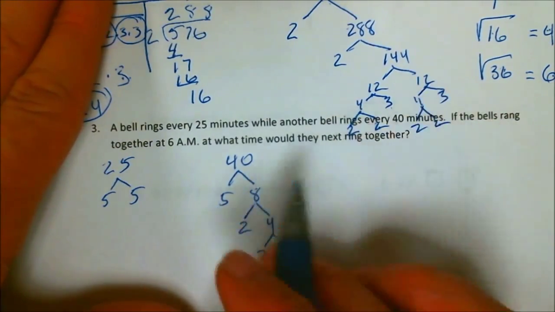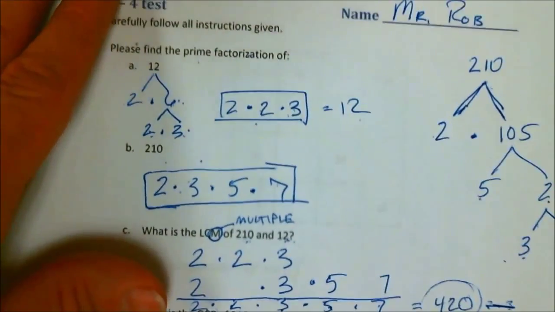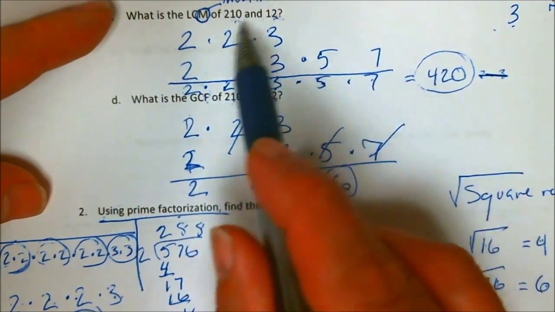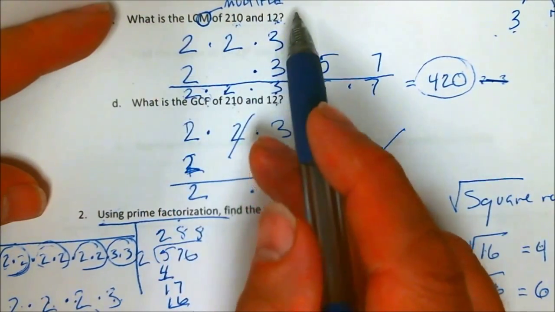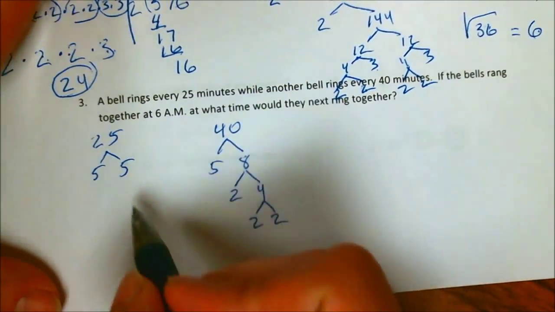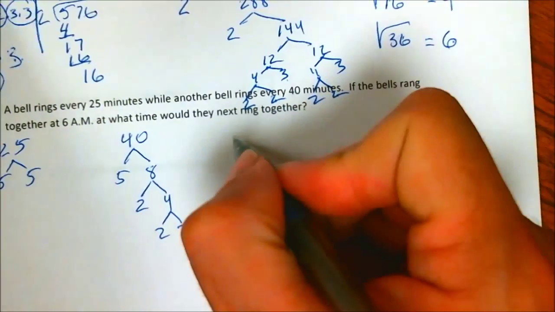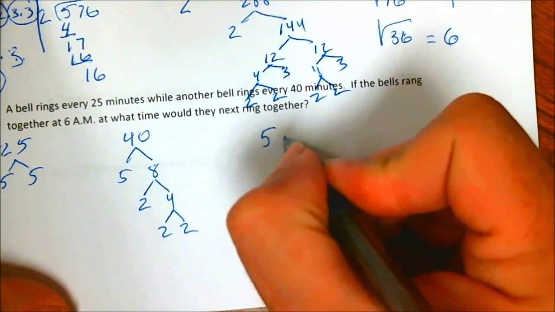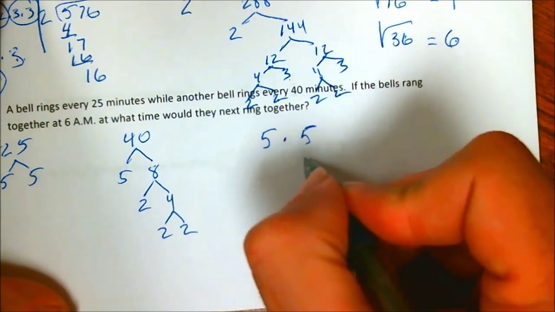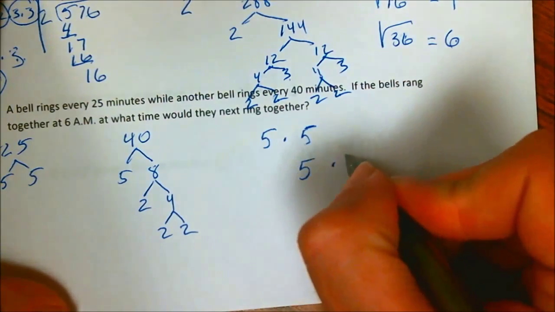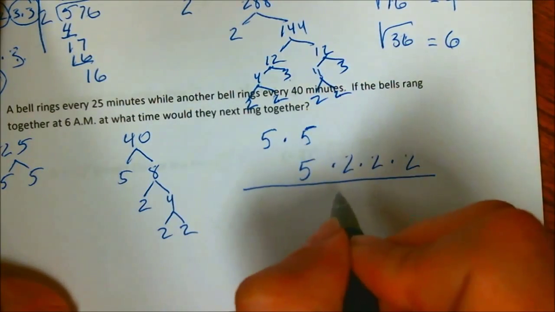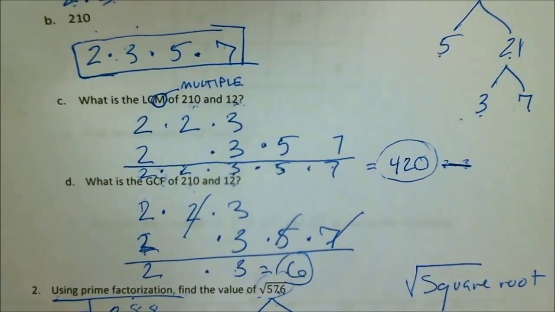Now, what did I do next to find the least common multiple? Oh, I stacked them like this, where the ones that were common were stacked on top of each other. Okay, I can do that. Let's do it over here. I have a 5 times 5. And then on this one, there aren't any 5's in common beyond one, but I can do 5 times 2 times 2 times 2. Okay, that's what I did.